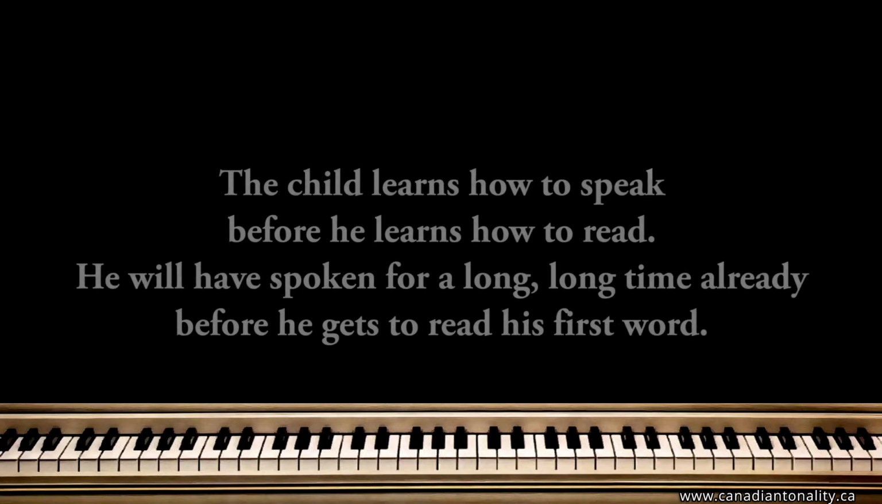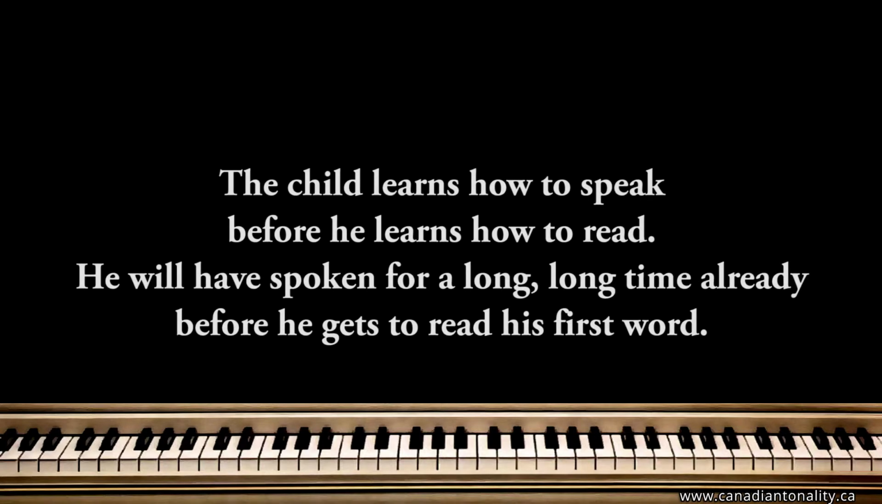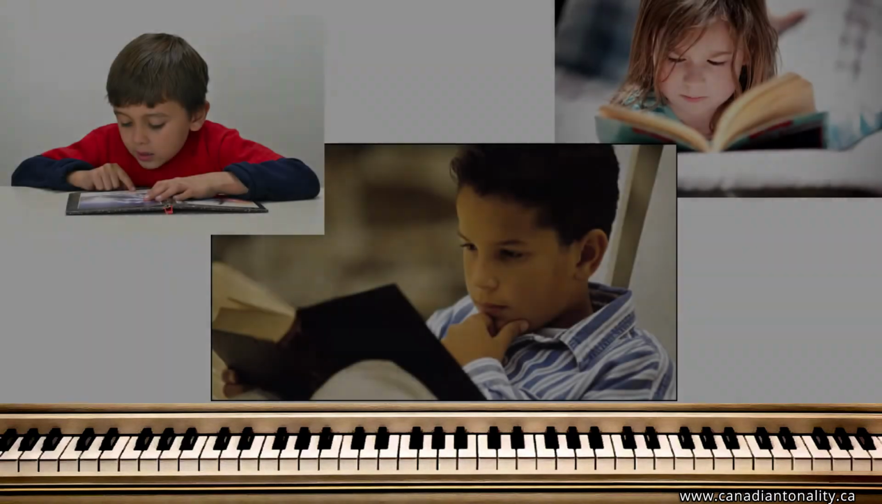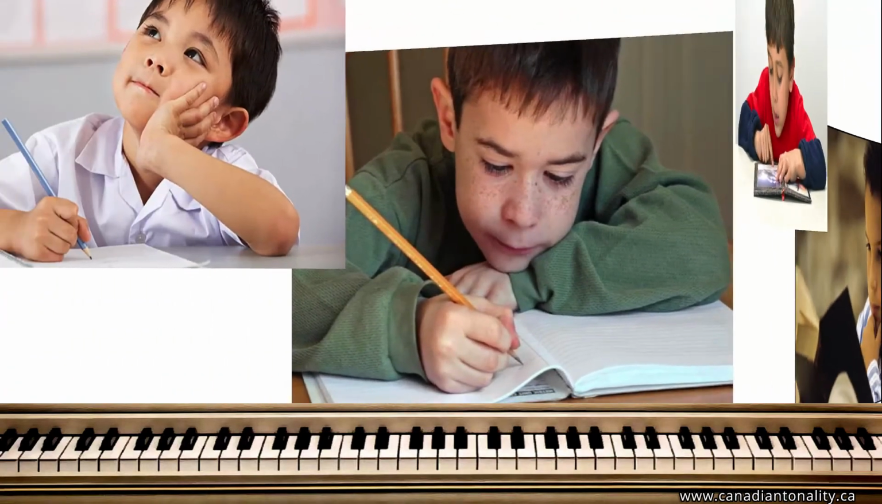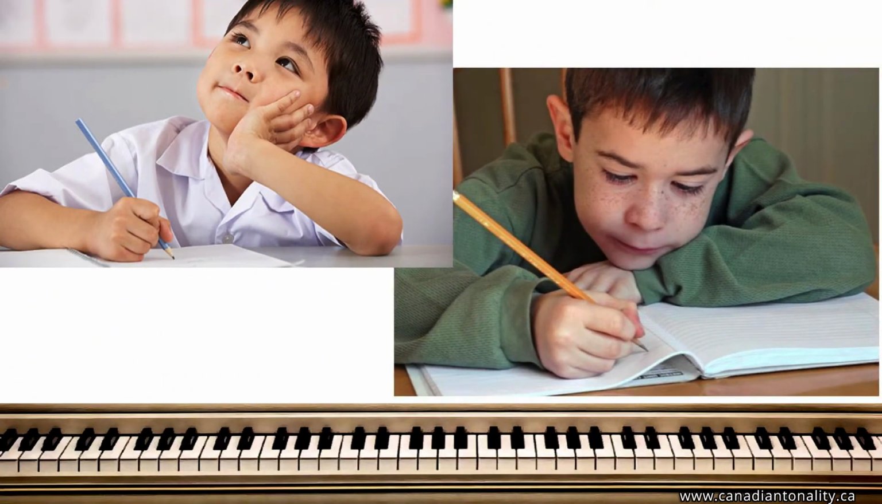The child learns how to speak before he learns how to read. He will have spoken for a long time already before he gets to read his first word. And when he does, he reads simple words, words that have already been in his vocabulary for a long time. And only later after that, he learns how to write those words.